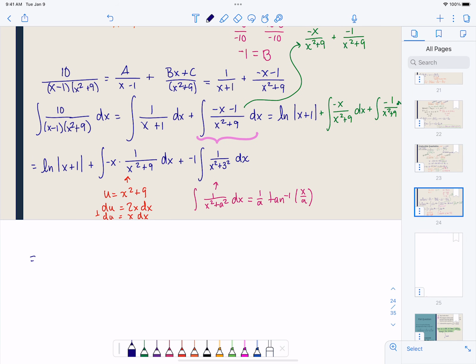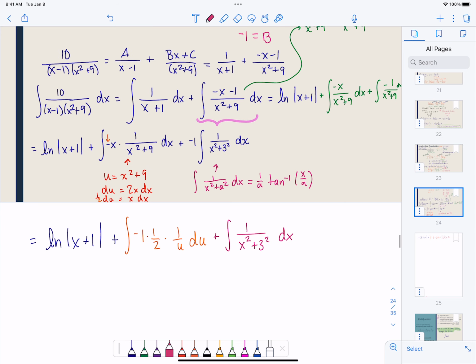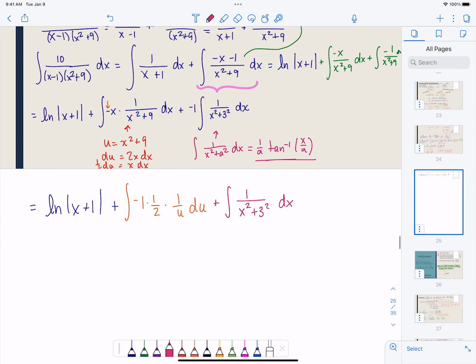Okay, so we still have our natural log of the absolute value of x plus 1. That part's done. And then we'll do the substitution 1 in orange. So we lost our 1/2. So we're going to get negative 1 times 1/2. That negative 1 came from that negative x right there. And then times 1 over u du. And then plus we have that integral of 1 over x squared plus 3 squared dx. And again, we're going to use this formula. So I was just rewriting that so we can now take the integral of each piece.